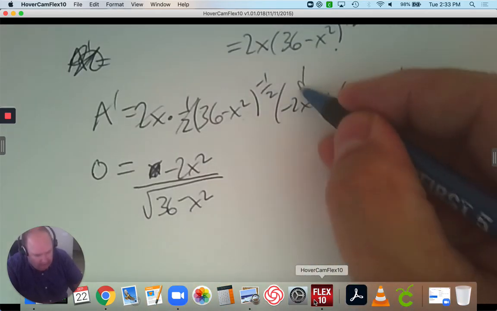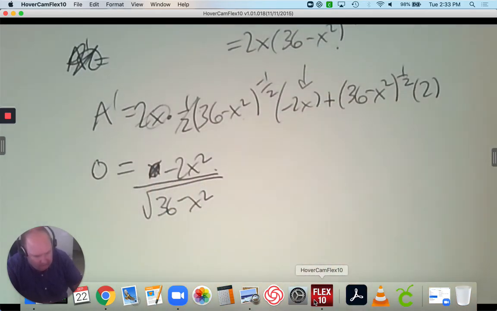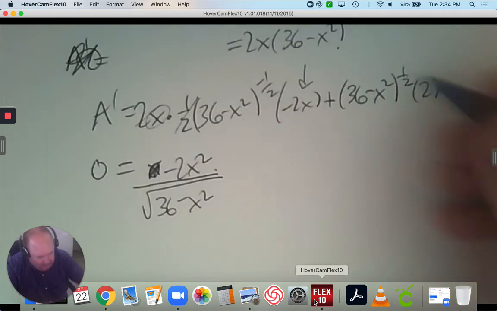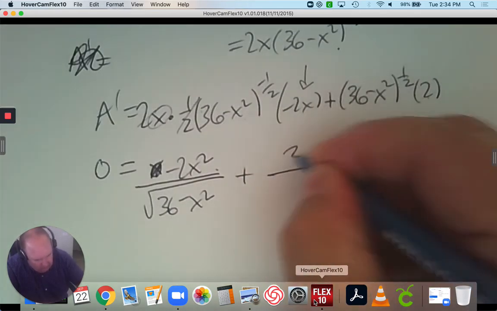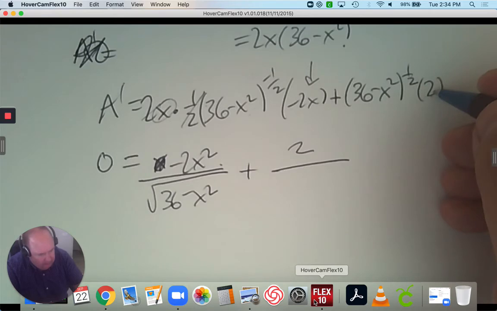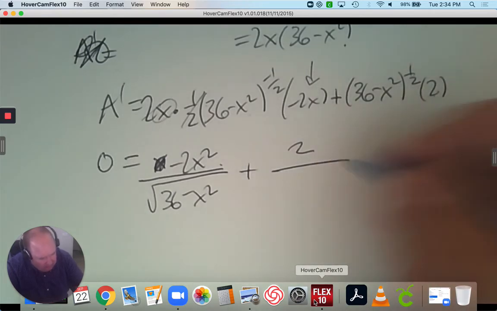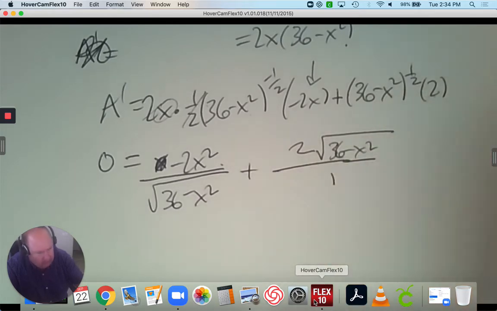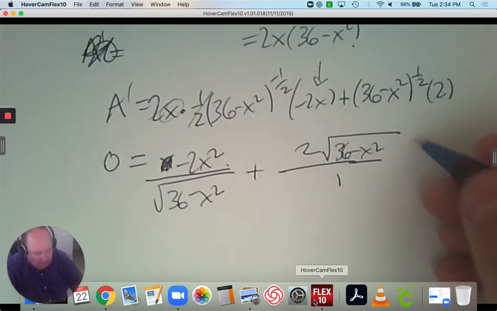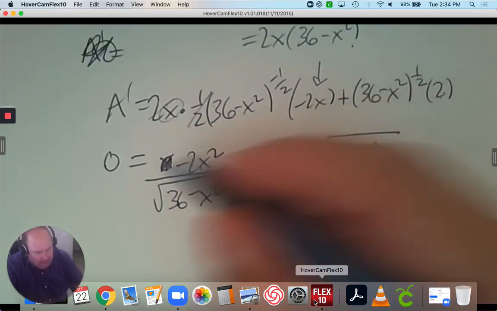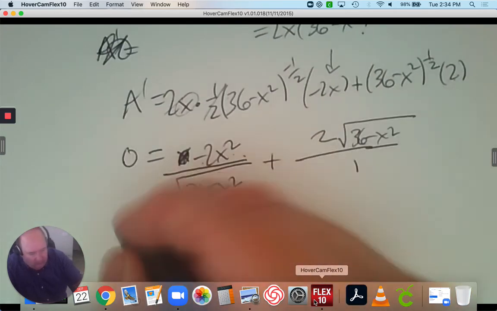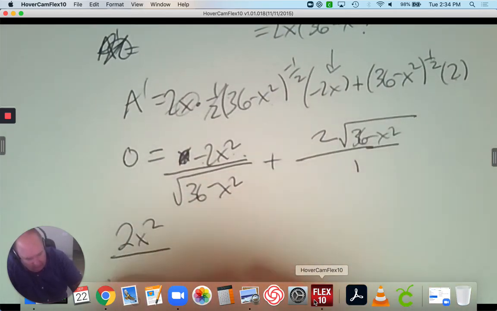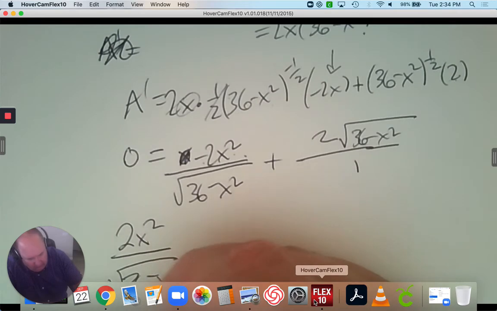So I have the negative 2x and the x, so that's that. Then I have 2, that's the numerator, and the square root of 36 minus x squared. This one actually doesn't have a denominator. There's no negative exponent. So this negative 2x squared, I'm actually going to add 2x squared, 36 subtract x squared. I'm going to add it to the left side.